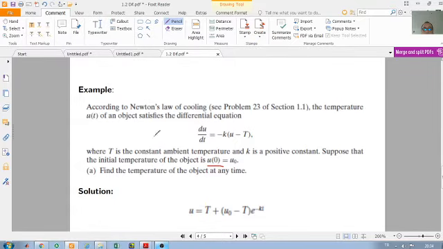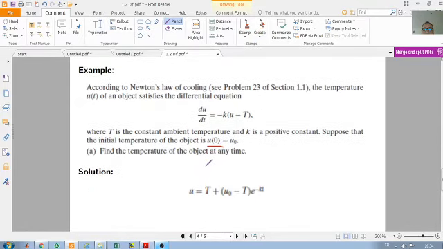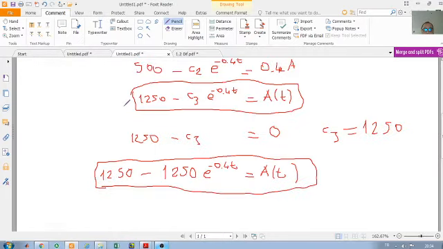The temperature of the object is stated by a function of t, denoted by u of t, and it satisfies the differential equation, namely the temperature is modeled by the differential equation here, and we know its initial value. So by finding the solution of this differential equation directly, we can find the temperature, which is a function of t. Okay.